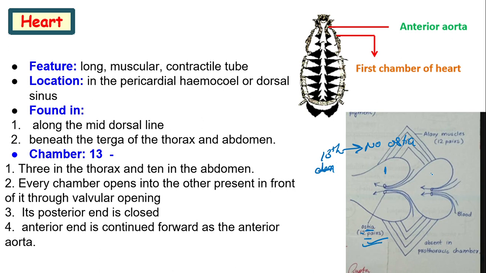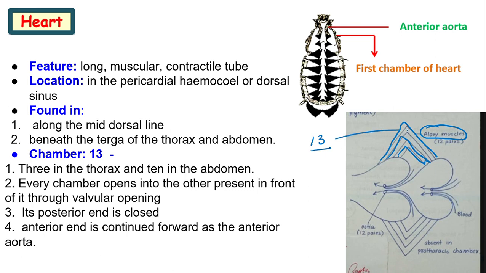Now if I look at two chambers, the first and second chamber, let me erase this once, one second. You can see a muscle present here which is connecting the two chambers. What is the name of this muscle? We call it the alary muscle. How many chambers do we have? 13 chambers. But how many alary muscles do we have? Only 12 pairs. That means an alary muscle is not present on a single chamber; it is connecting one chamber with another chamber, right?